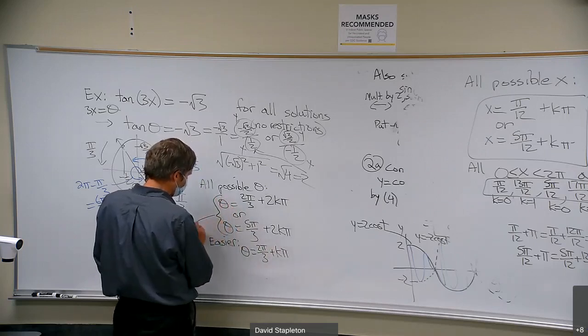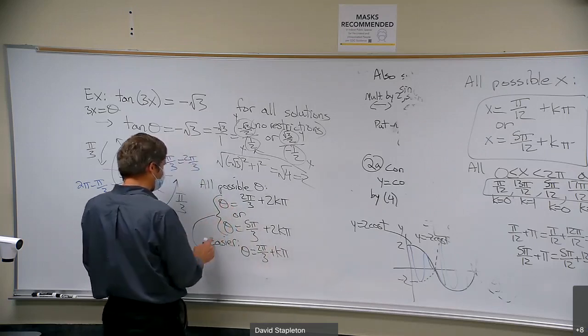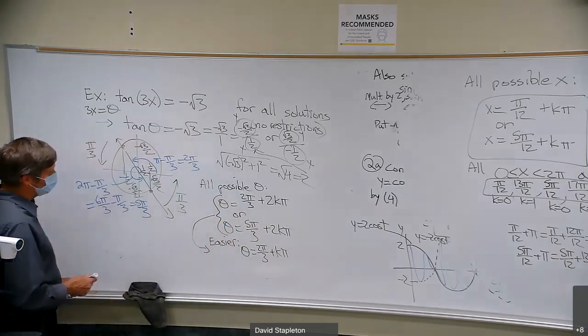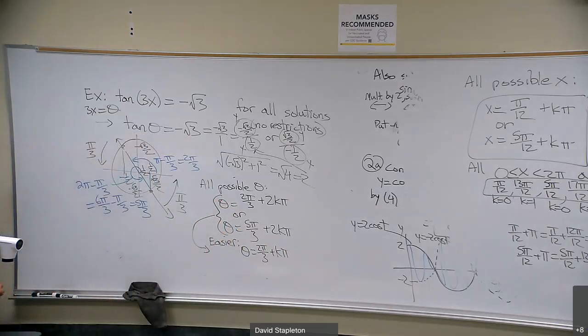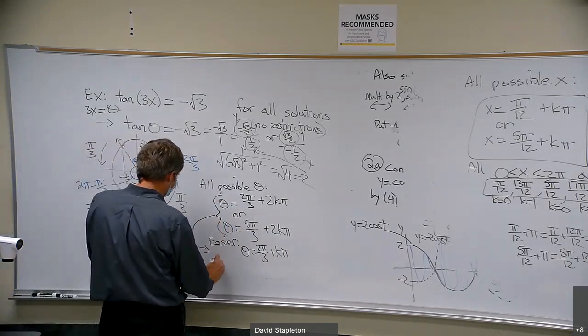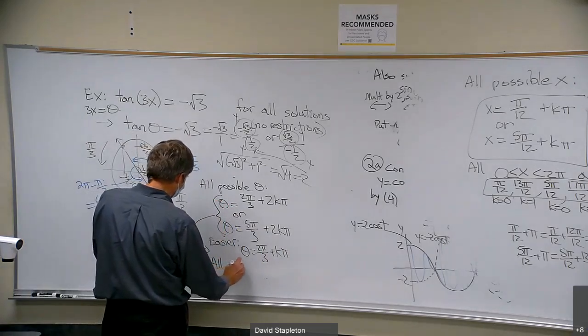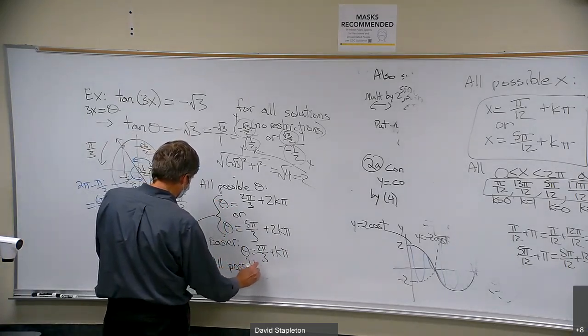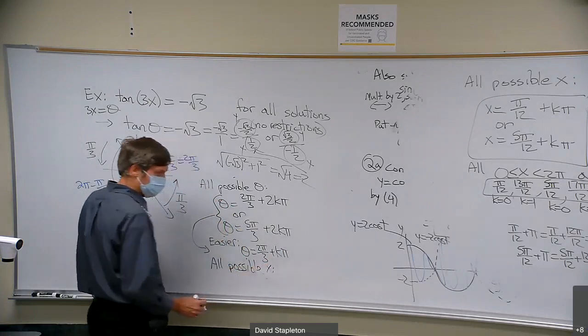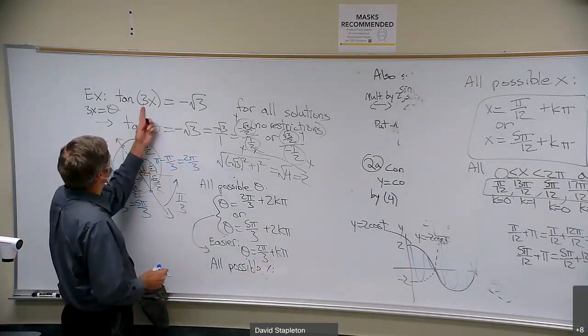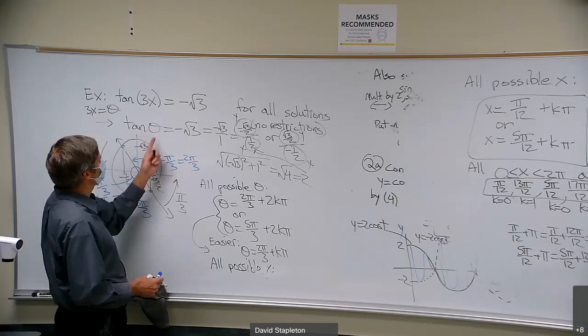So these all come together to be 2 pi over 3 plus k pi. Now I've just got one equation. That's kind of nice. So again, k is any integer. So finally, now what do I say is all possible x? X. Right? The original problem was tangent of 3x equals minus square root 3, not tangent of theta equals minus square root 3.